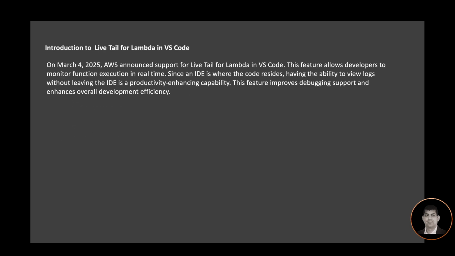So introduction, like I stated, it's a fairly new feature. On March 4, 2025, AWS announced support for livetail for Lambda in VS Code, and this feature allows developers to monitor function execution in real time. Since an IDE is where the code resides when you are developing, having the ability to view logs without leaving the IDE is a productivity enhancing capability. So as a developer, you are right there, and when you execute the function, you can view the live tail of the log. So this feature improves the debugging support and enhances overall development efficiency.